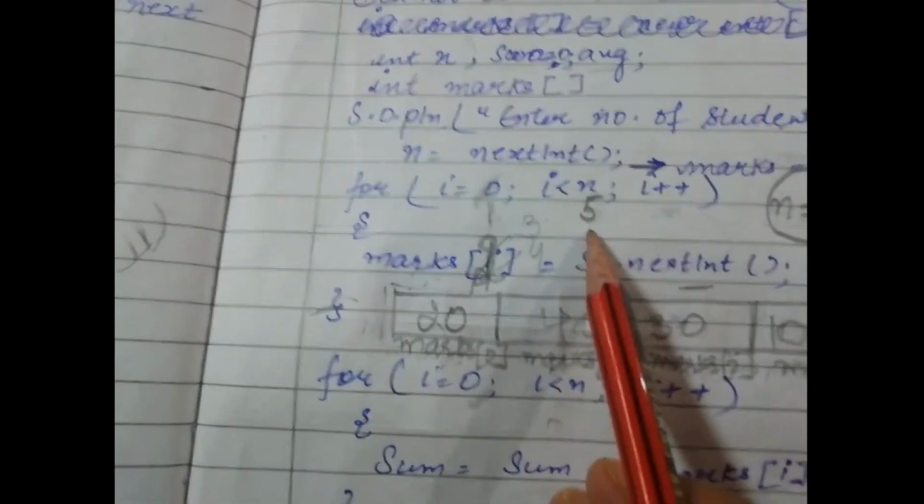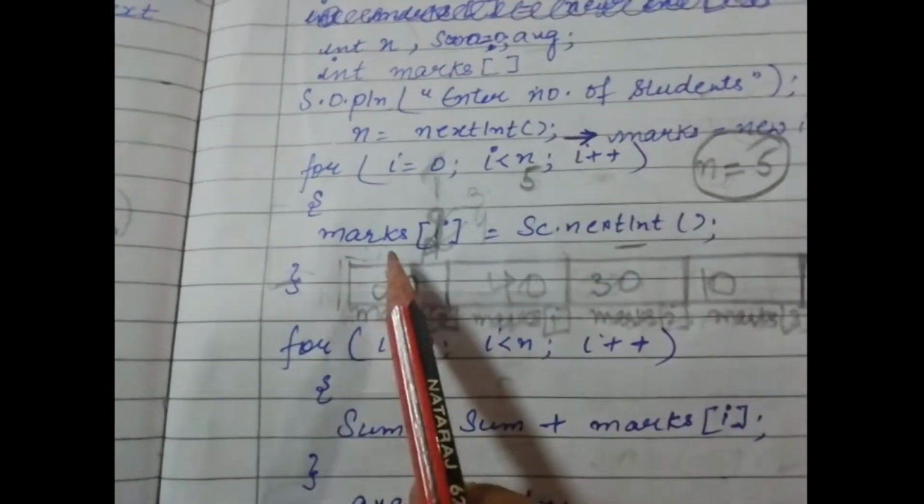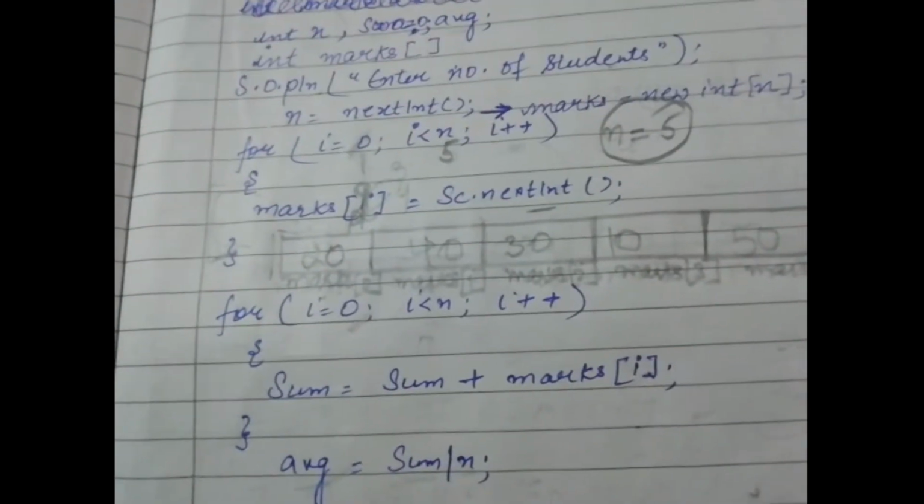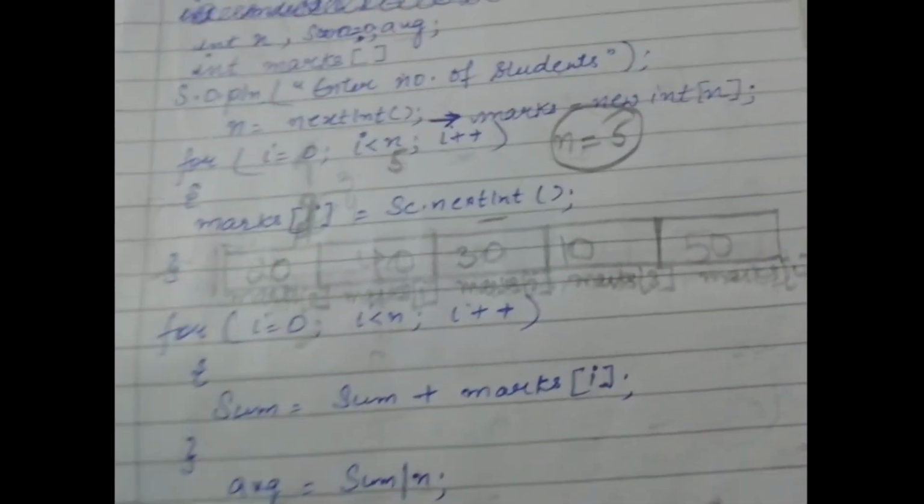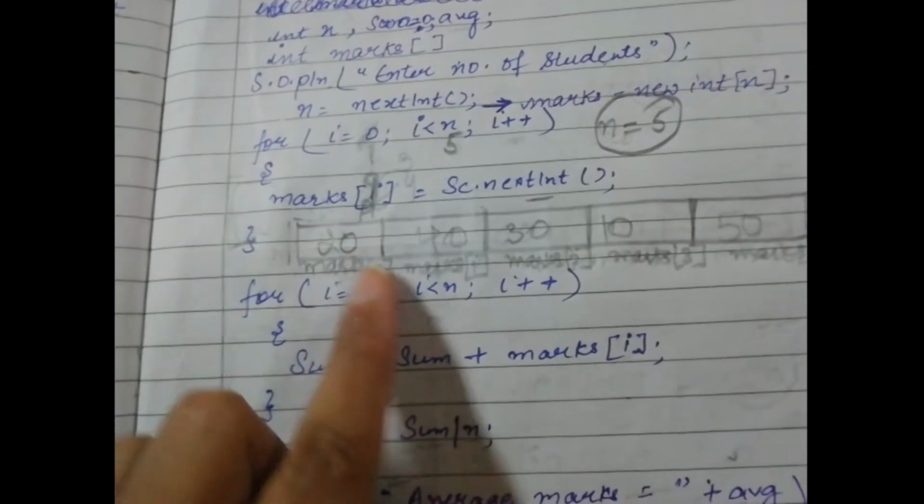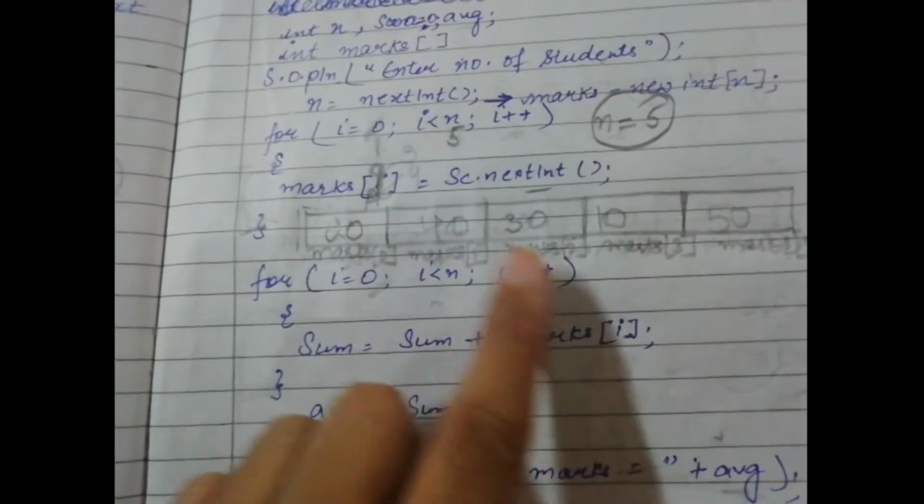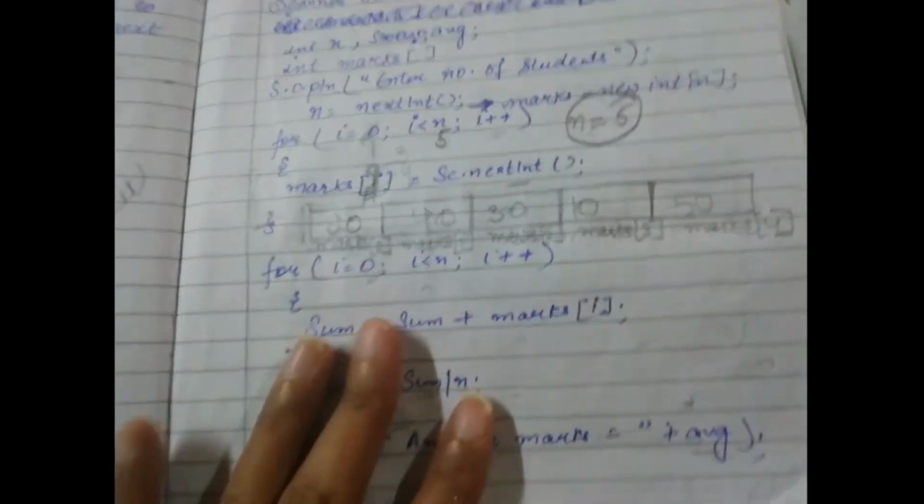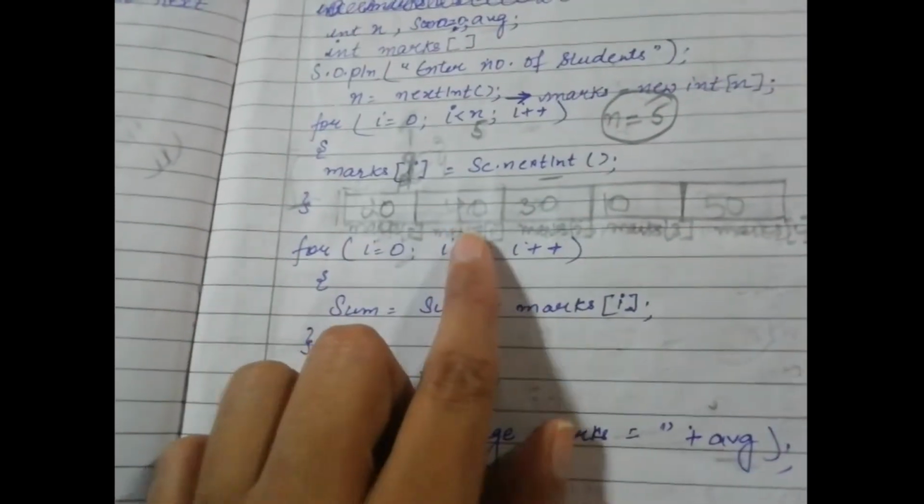5 is less than 5? Condition false. Then you have to go out from this loop. So this is your array marks with all the elements. marks 0 has a value 20, marks 1 has a value 40, marks 2 has 30, marks 3 has 10, and marks 4 has 50. So this is how you fill your array.